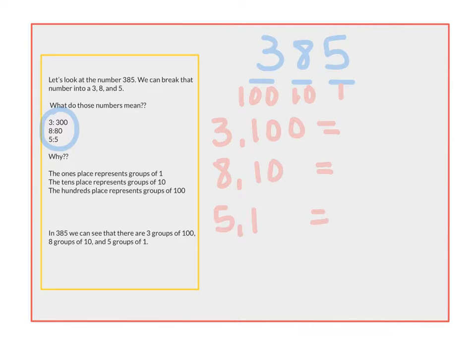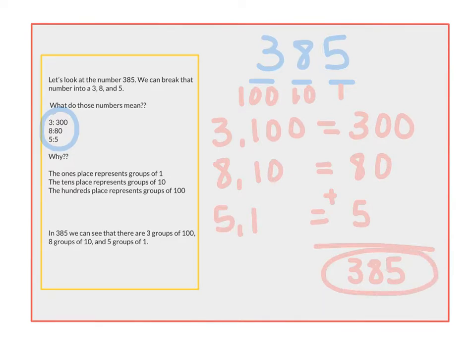So 3 groups of 100 makes 300 when you add 100 three times. There are 8 groups of 10, which make that number 80 when you add 10 eight times or take 8 times 10. There are 5 groups of 1, so that makes 5 when you add 5 one time or take 1 times 5. So then we add all these together and we get 385. So here we can see that there are 3 groups of 100, 8 groups of 10, and 5 groups of 1.